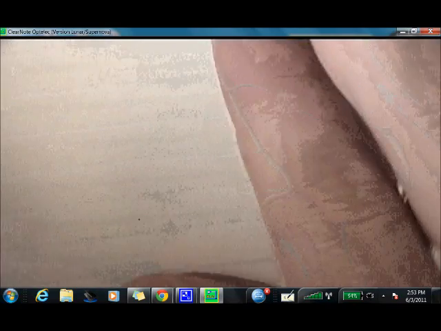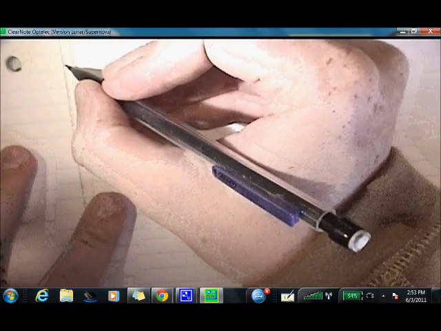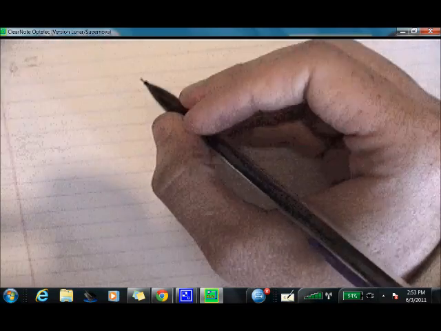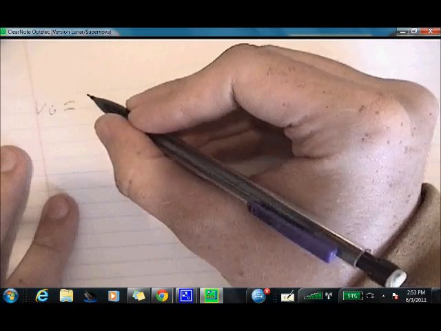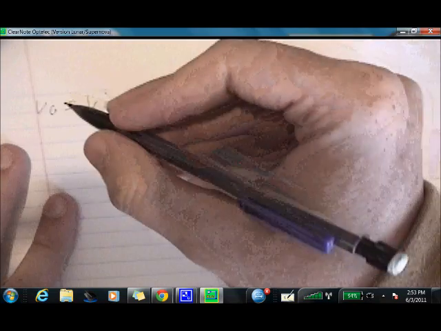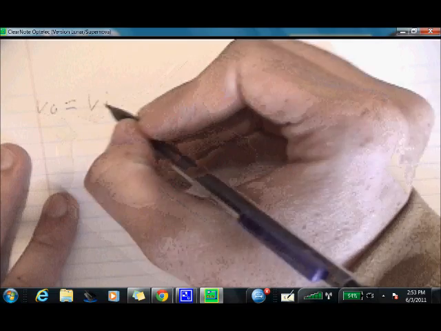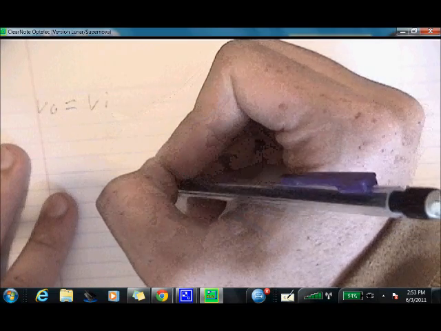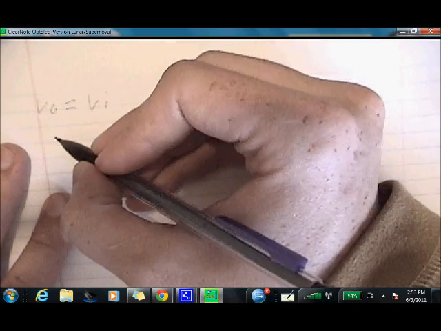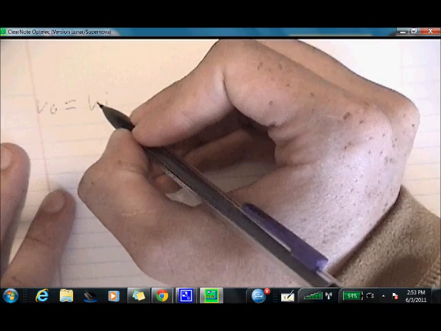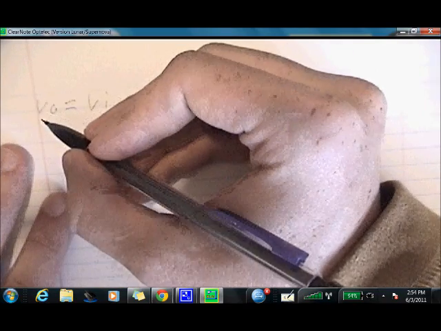So, how we're going to start this is we know that V0 is going to equal Vi. But this is the velocity of the uninhibited and the velocity of the inhibited. The velocity of the inhibited, though, is going to be 75% inhibition.